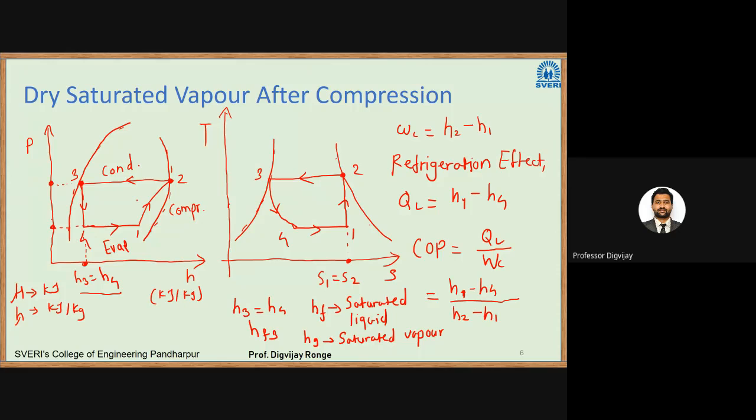So values will be given to you in numericals. So at condenser pressure, what is the HF value, what is the Hg value? At the evaporator pressure, what will be the HF value, what will be the Hg value? These values will be directly given to you. So in your university exams, these values are directly given.